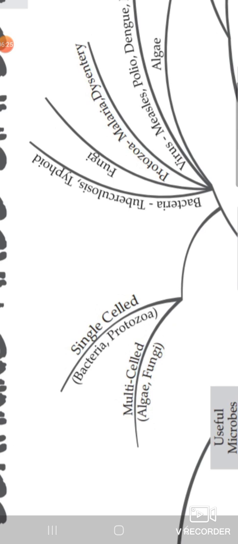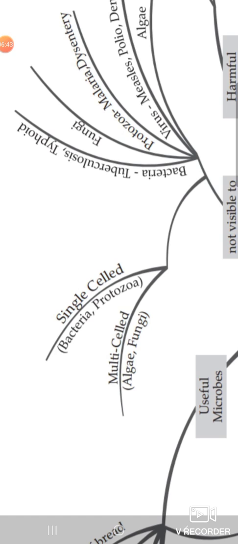And multi-celled are the algae and fungi. Algae and fungus are multicellular organisms, so many cells are present in their body. So dear students, on the number of cells, single-celled are bacteria and protozoa, and multicellular are algae and fungus. Okay, this is all about the classification of microorganisms. That is the first topic of the chapter.